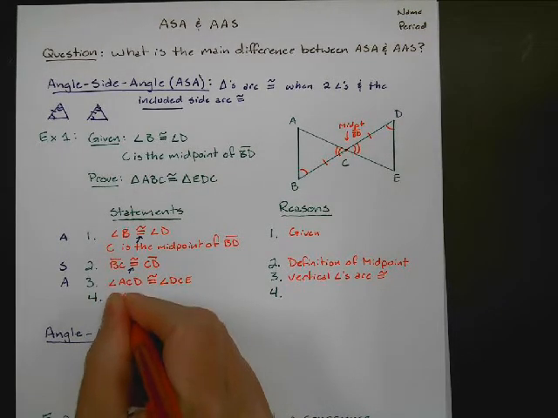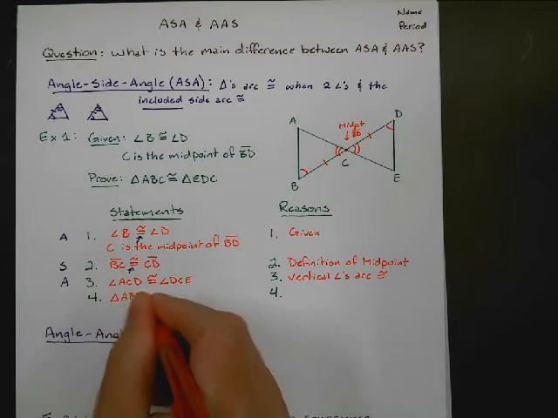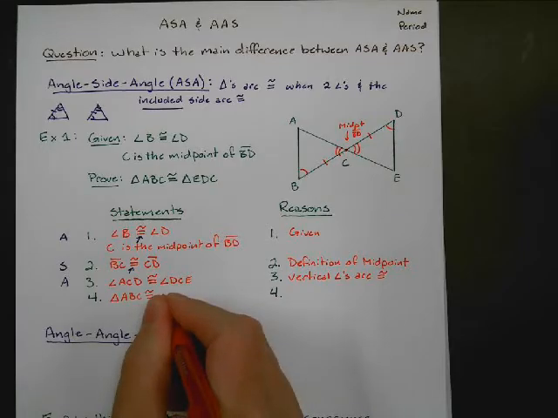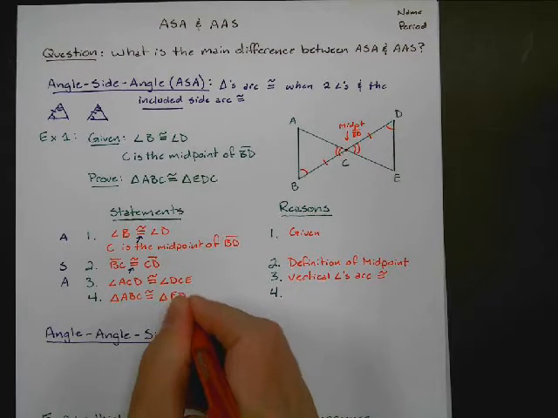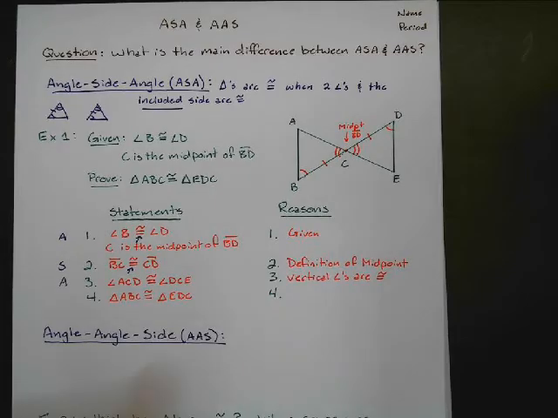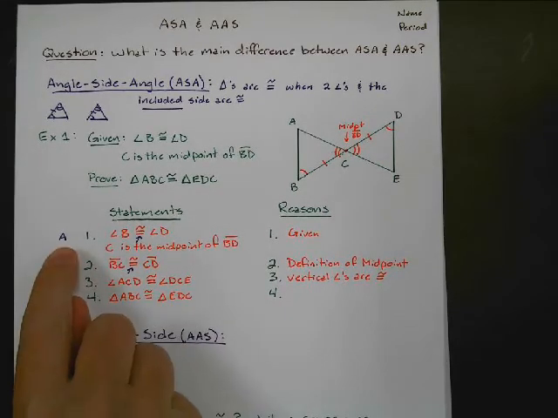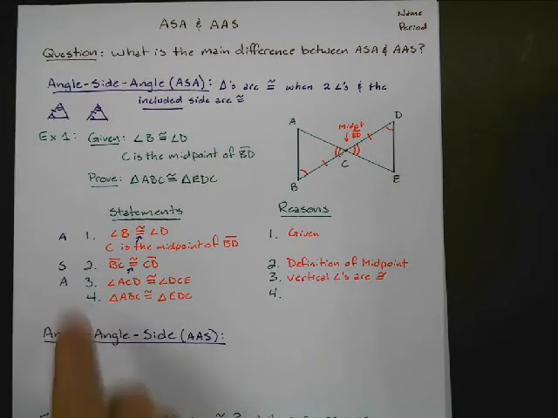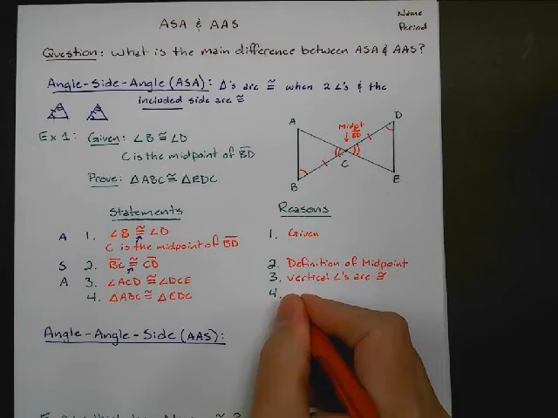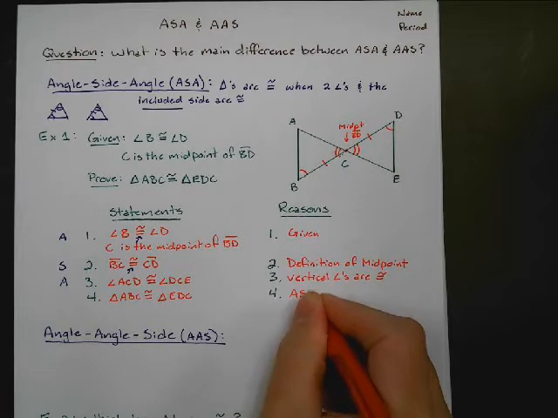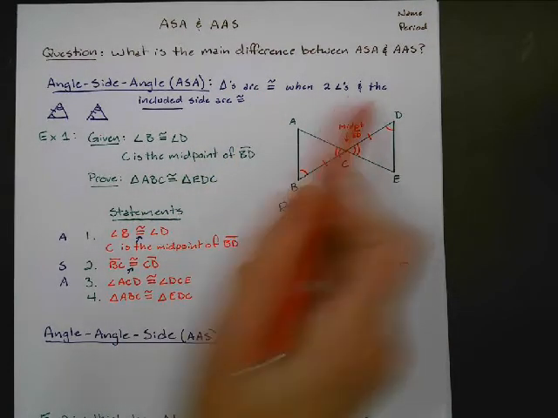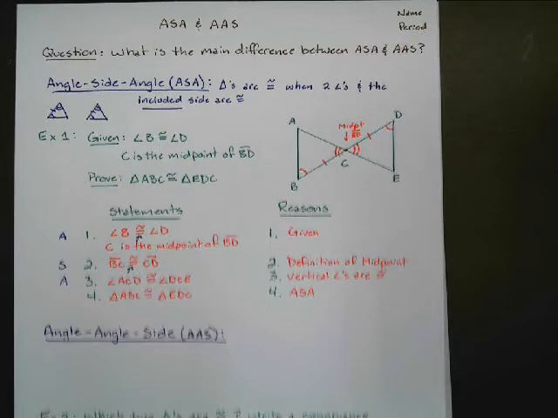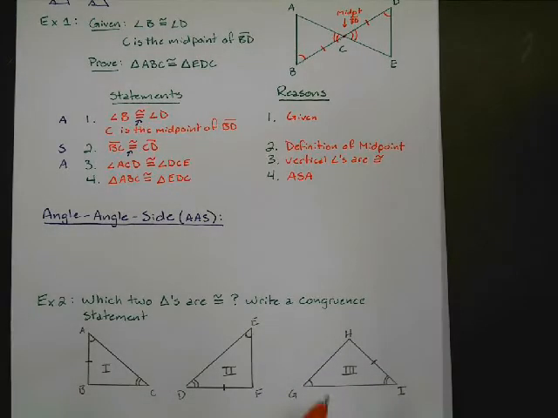Triangle ABC is congruent to triangle EDC. And the reason why I know that's true is because I've proven that I have angle side angle over here. So my reason will be angle side angle, because two triangles are congruent when two angles and the included side are congruent. All right, so there's angle side angle.